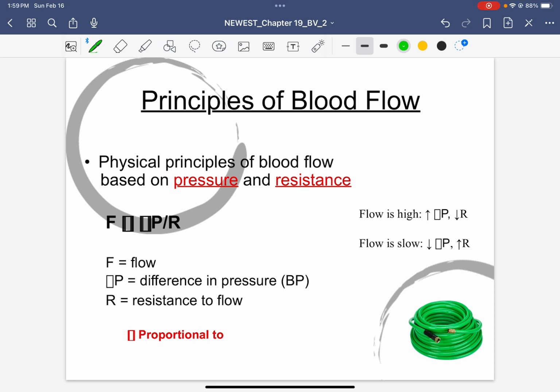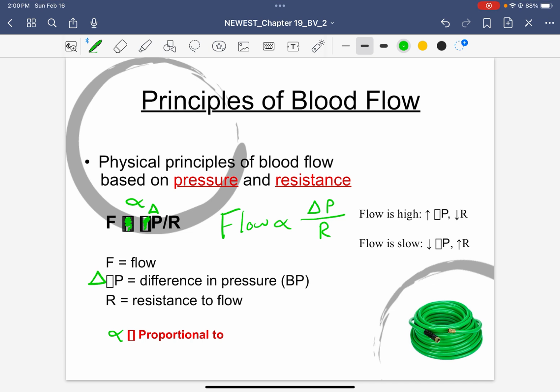For some reason, when I upload this PowerPoint into this program, GoodNotes, the arrows sometimes don't come through. We're going to be talking about some fluid dynamics, and related to that is an equation, but don't worry. What this is saying is flow is proportionate to change in pressure over resistance. The first symbol is supposed to be the proportionate to. The second one is supposed to be delta, which is change.